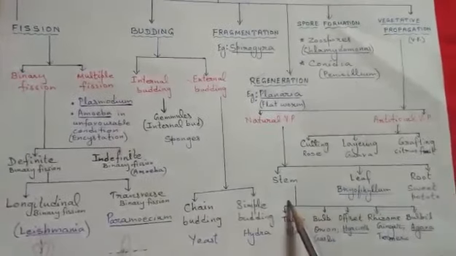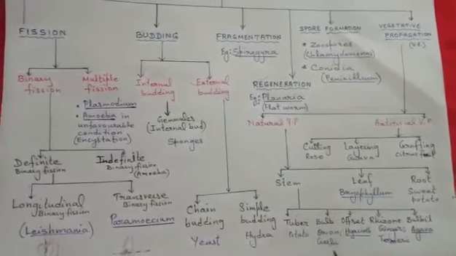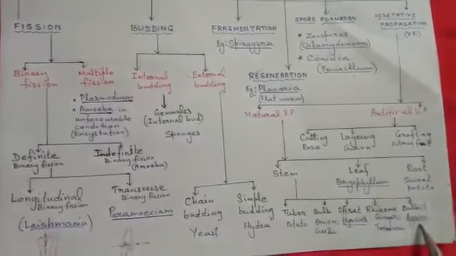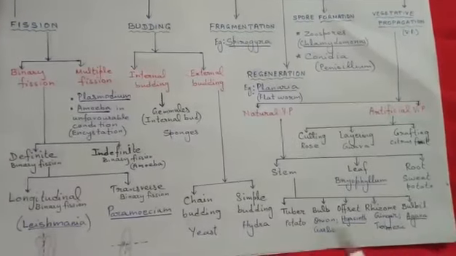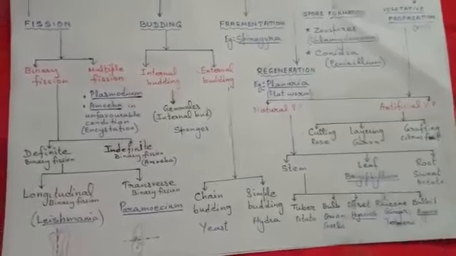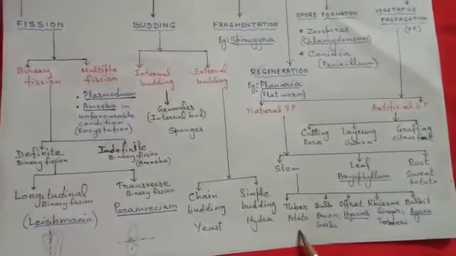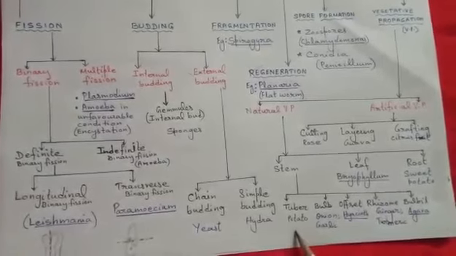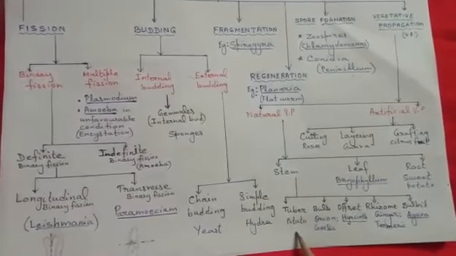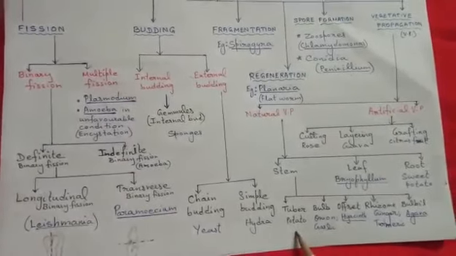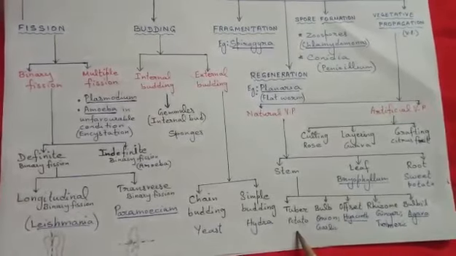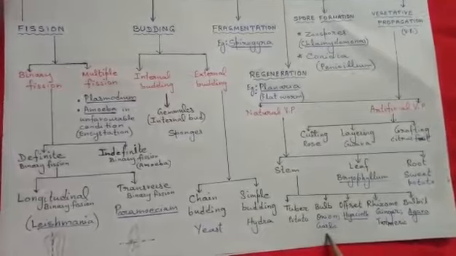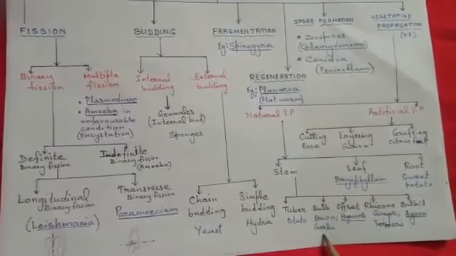Now in the stem, there are many types, that is tuber, bulb, offset, rhizome, bulbil. And the examples are also given here. You can see the potato, which grows underground, but you know it is a modified underground stem. And they have the eyes, which form new plants. Under bulb, onion and garlic come.